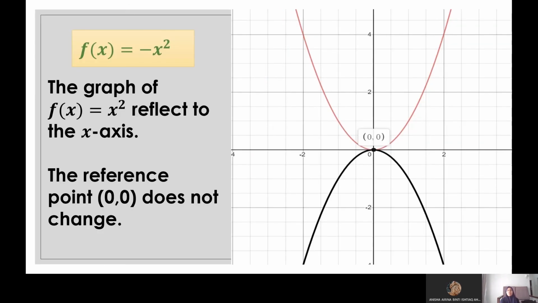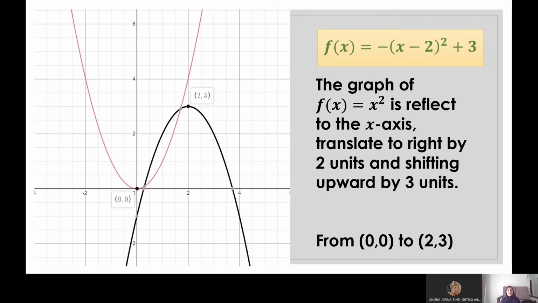When we put a negative in front of the equation, that means it will have a reflection. F(x) equals negative x to the power of 2 means that the graph will be reflected across the x-axis. But the reference point will be the same, which is (0, 0). For example, f(x) equals negative, bracket x minus 2, close the bracket, power of 2 plus 3. That means the graph will be reflected across the x-axis, translate to the right by 2 units, and shift upwards by 3 units.